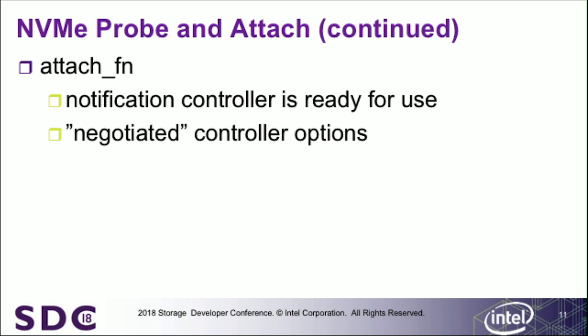Here you'll get your negotiated controller options. So for example, maybe you specified up front, I want you to allocate 64 I/O queues for this SSD, but the SSD only has 32. Well, this is where you're going to get that information back.